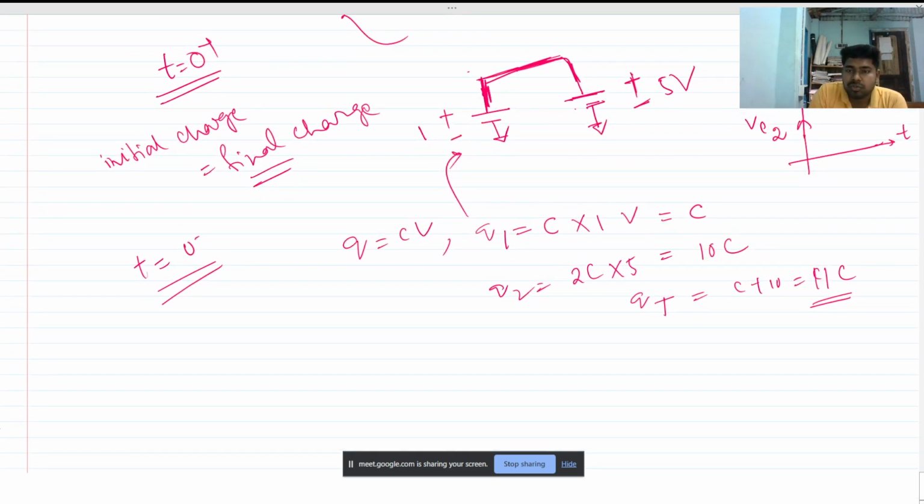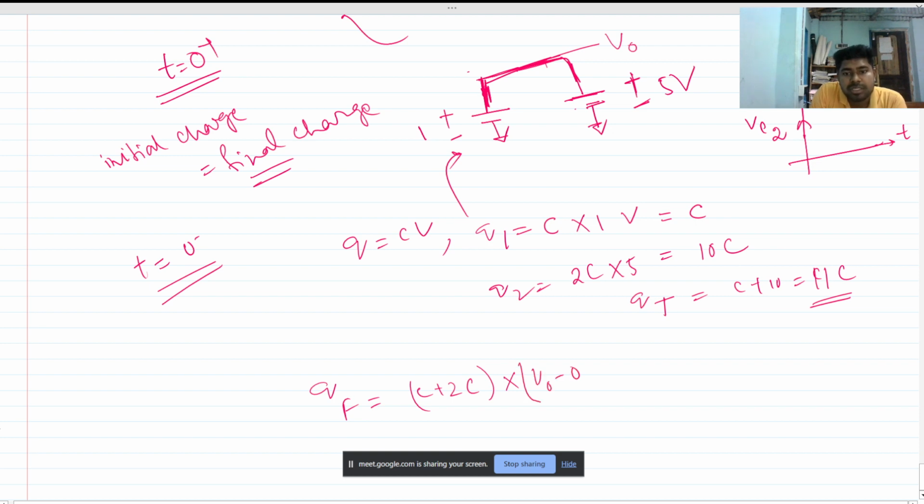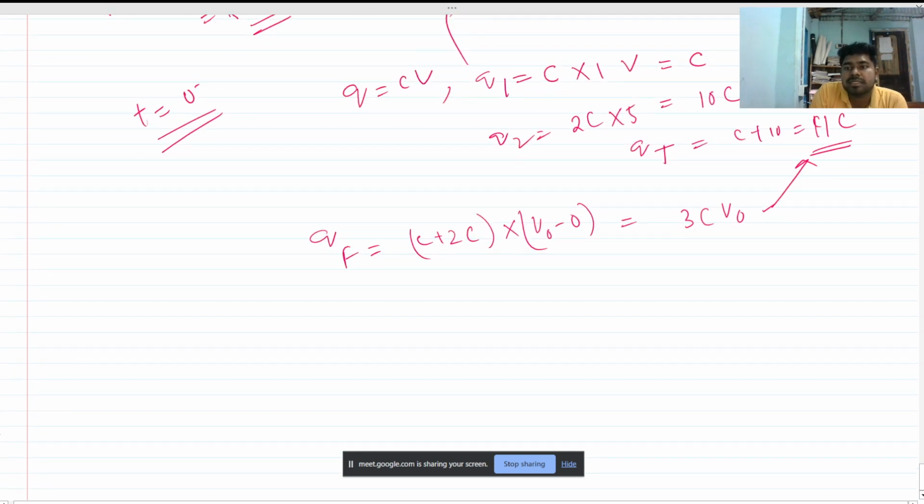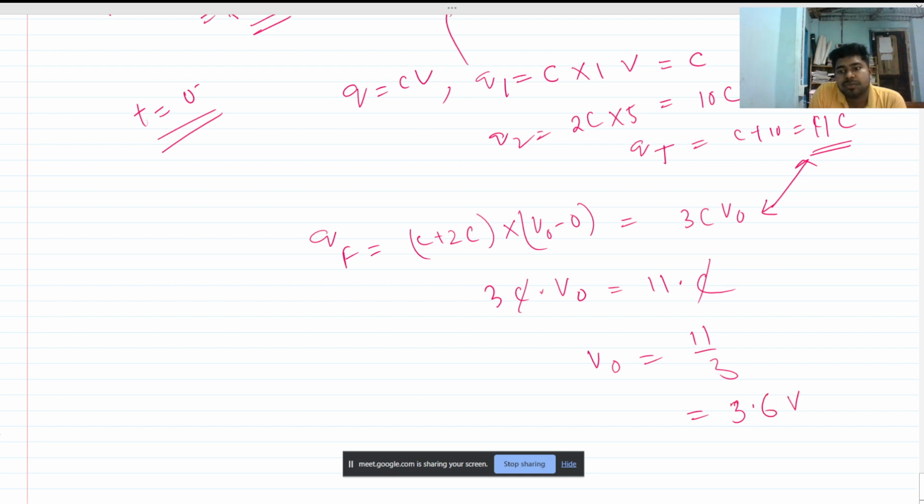And what will be the final charge? This is the V out. The capacitors come in parallel, so the effective capacitance will be C plus 2C, and the voltage across it will be V out minus 0. So the final charge is 3C into V out. These two charges must be equal, so 3C into V out equals 11C. The C cancels, so V out is 11 by 3, which is approximately 3.6 volts.